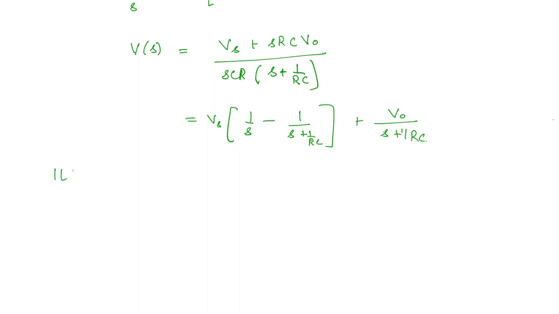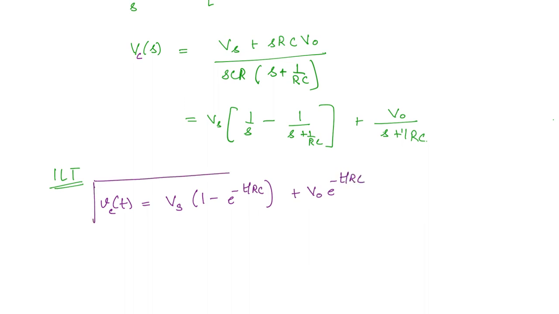So, now if you apply the inverse Laplace transform, you are going to get Vc of t, the voltage across the capacitor. This is equal to Vs into 1 minus e to the power minus t by RC plus V0 e to the power minus t by RC. This is the final output.